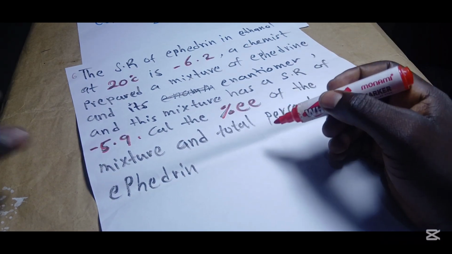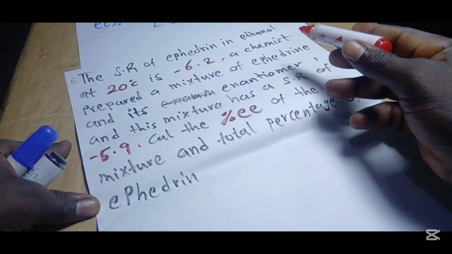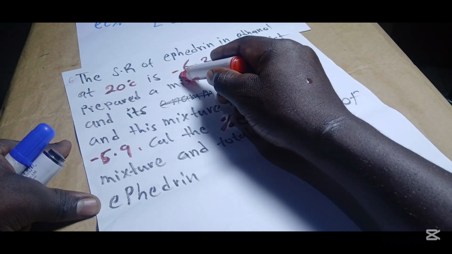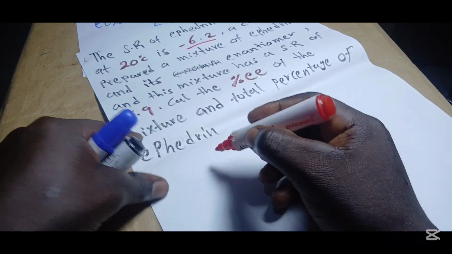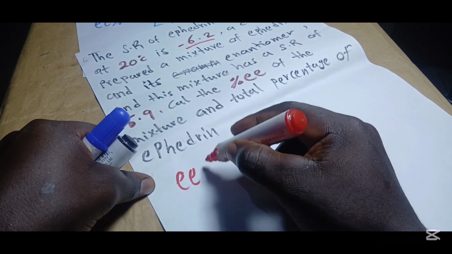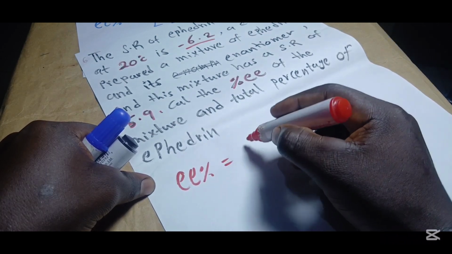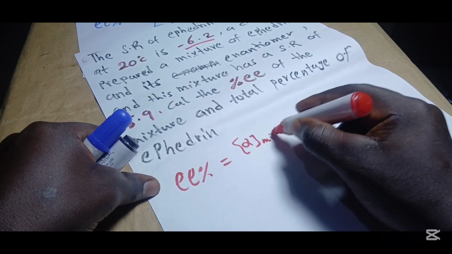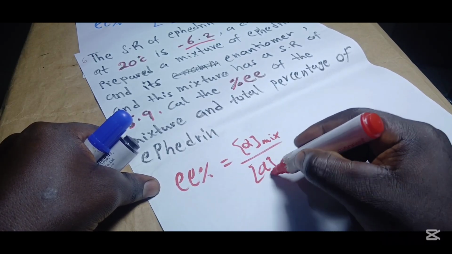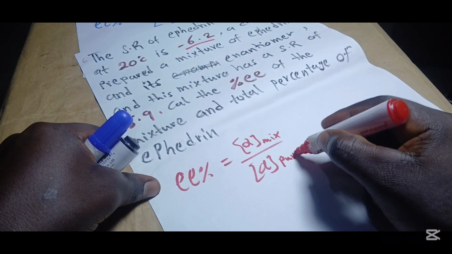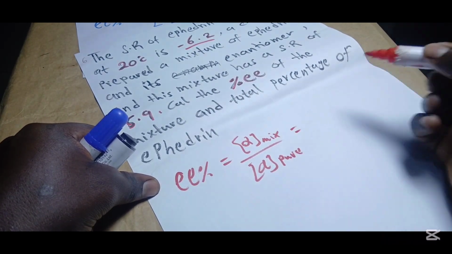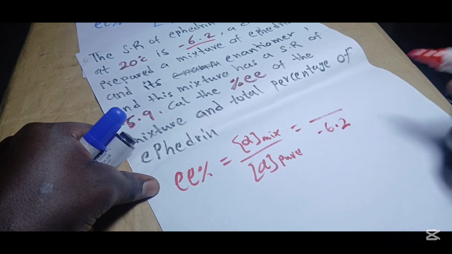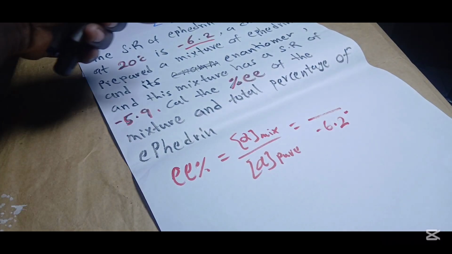So at the beginning of the question, the specific rotation of ephedrine in ethanol at 20 degrees is this. So that should be the pure specific rotation of ephedrine. So we are looking at E, enantiomeric excess, which is the specific rotation of the mixture over that of the pure. Now we know that that of the pure is minus 6.2 degrees.